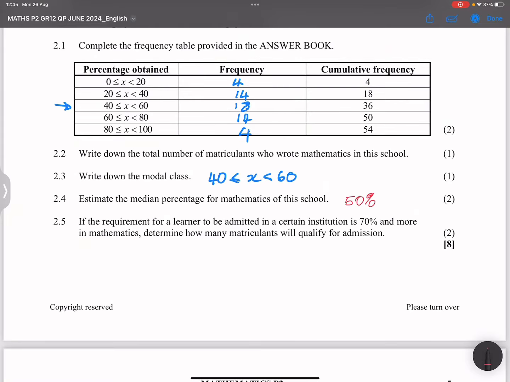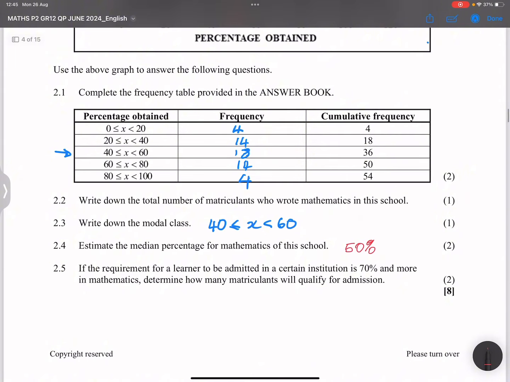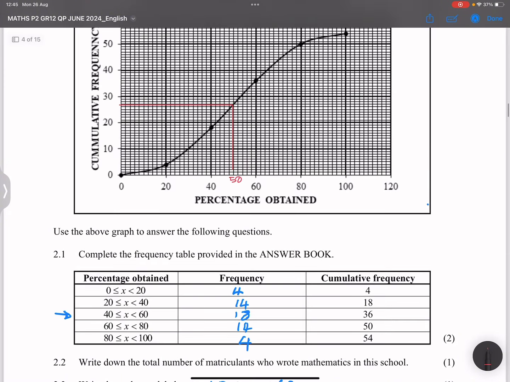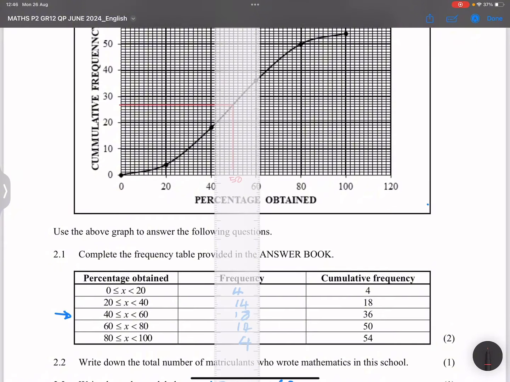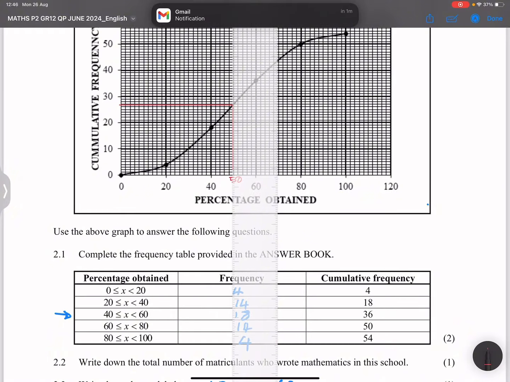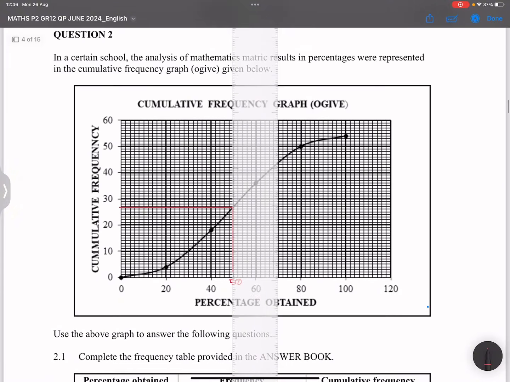Now they say to us, if the requirement for a learner to be admitted to a certain institution is 70% and more in mathematics, determine how many matriculants will qualify for admission. So we're going to look at 70% and check how many students are above that threshold. That's 62, 4, 6, 8, 10. So that's 70 over there, and I'm going to draw a line there at 70.